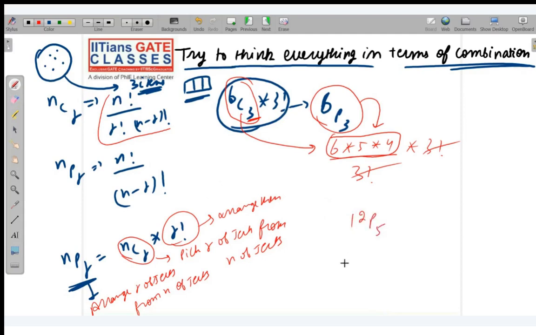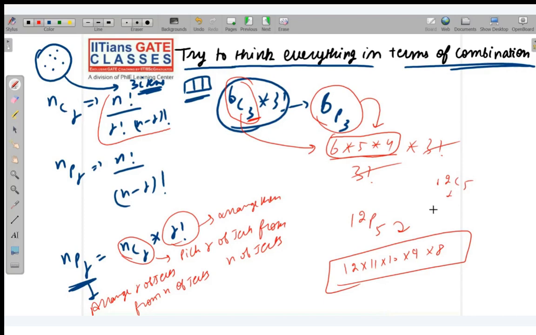12P5. So how will you say it? 12 into 11 into 10 into 9 into 8, divided by 1, 2, 3, 4, 5. That's it. This is my answer. This is 12P5. And if I say 12C5, then I will say 12 into 11 into 10 into 9 into 8 divided by 5 factorial, because of this 5. 12C5 is divided by 5 factorial; for 12P5, no need to divide by 5 factorial.